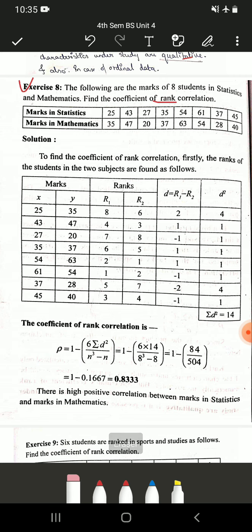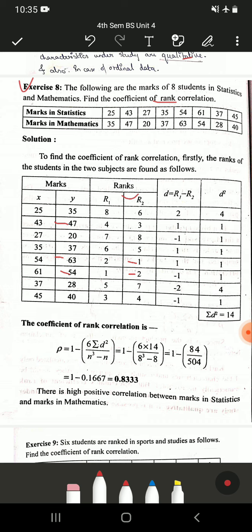So similarly allot ranks for the mathematics subject. Here the highest marks is 63, so rank 1 is assigned. Then the next highest is 54, so we are going to assign it 2. The next highest is 47, so it is 3. You have to be very careful with assigning the ranks.